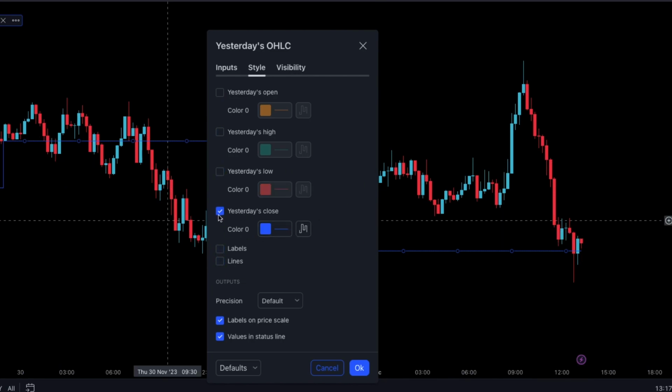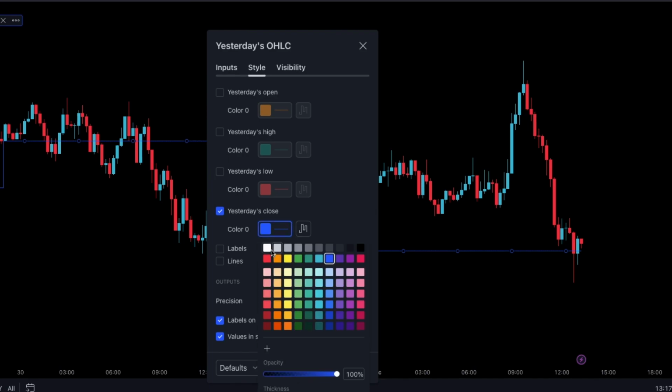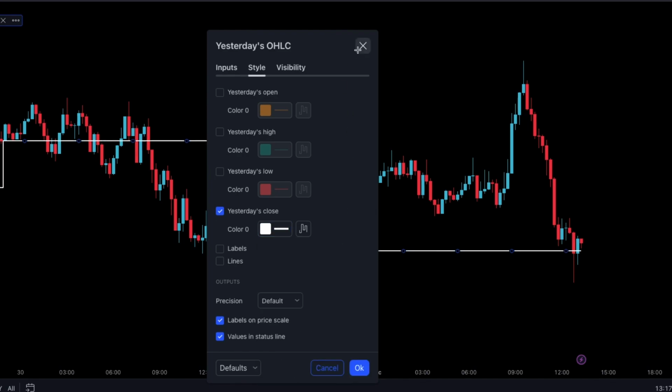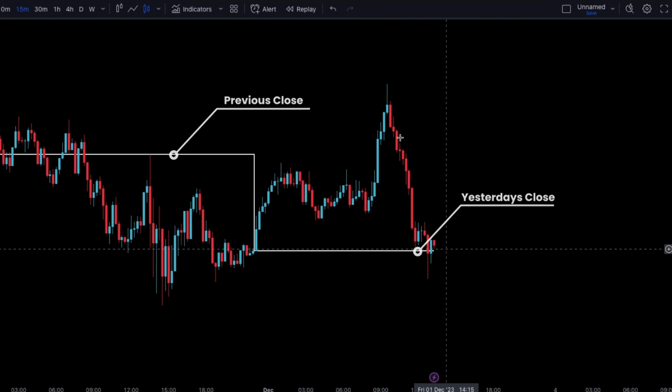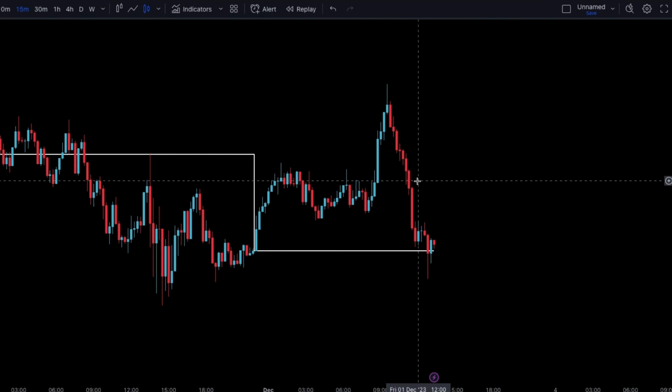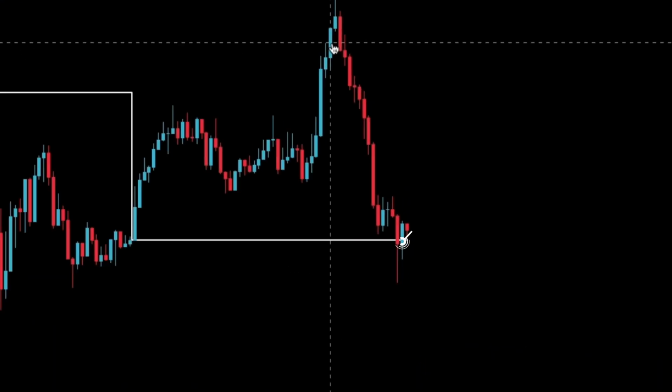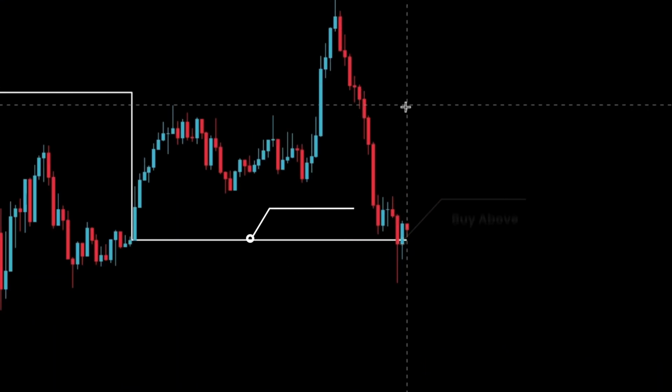Then I'm going to make some adjustments to the color of the yesterday's close. I'm going to change it from blue to white, and I'm going to make it a bit thicker. Okay, so these white lines are the yesterday's close, and how we're going to use this is by buying when we break above the line, and we're going to be selling when we break below the line.